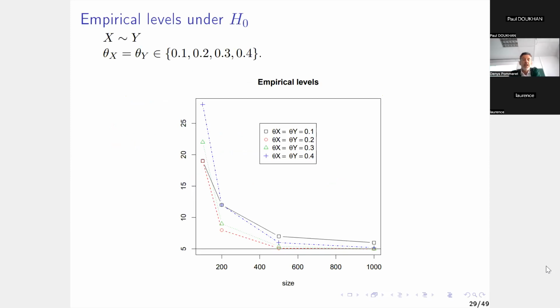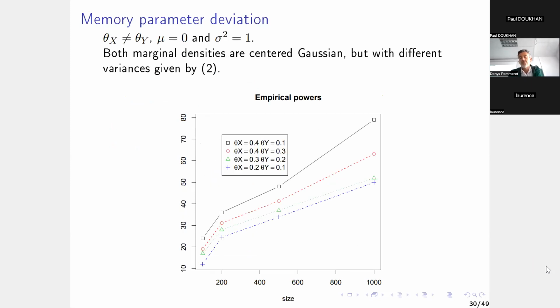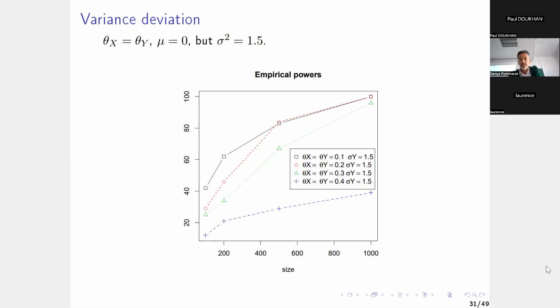Finally, for the level results, you need more than 200 or maybe 400 observations to get a good level. The sample size needs to be greater than 200 or 300. You can see the power, but that's not very interesting. When I change theta, you can detect if the parameters are not the same. This is when you change mu or sigma.